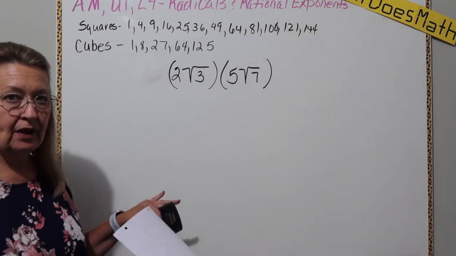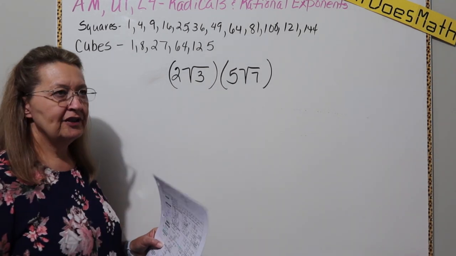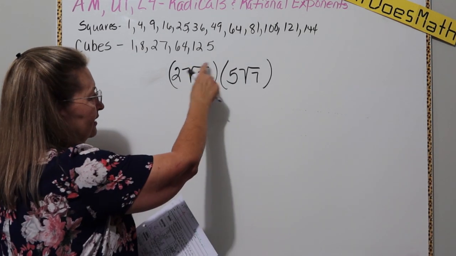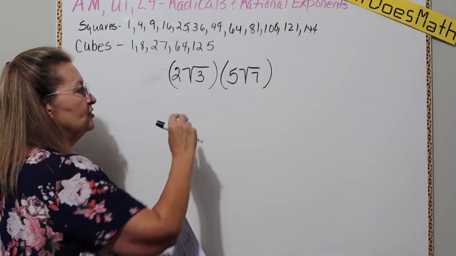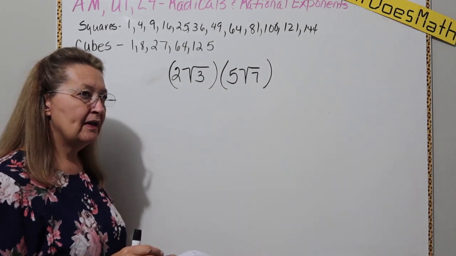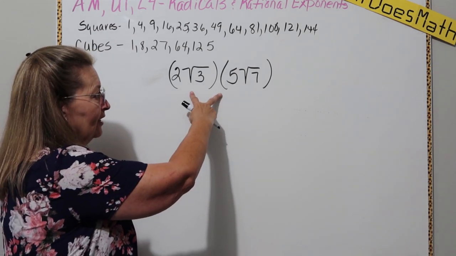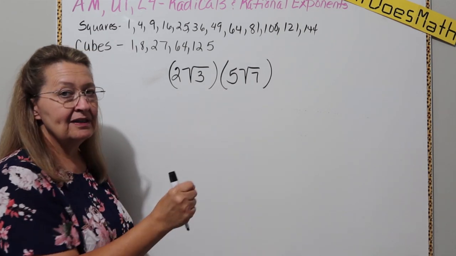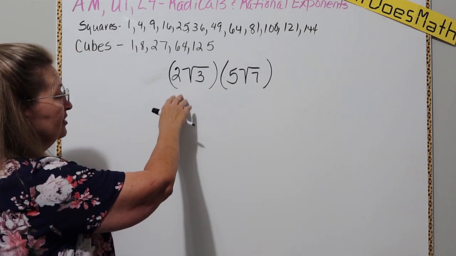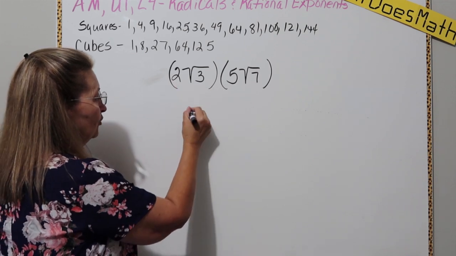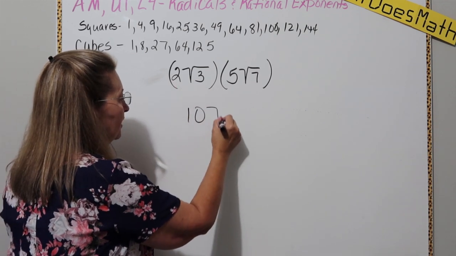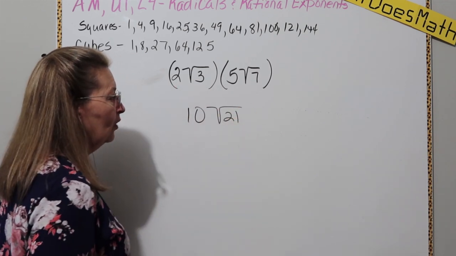Now we're going to look at multiplication. With multiplication, all it has to match is your indices. The index has to match, and since both of these are square roots, they match. Then you multiply everything that's on the outside of the radical and everything that's on the inside together. So the process would be 2 times 5 would give me 10. 3 times 7 would give me 21.